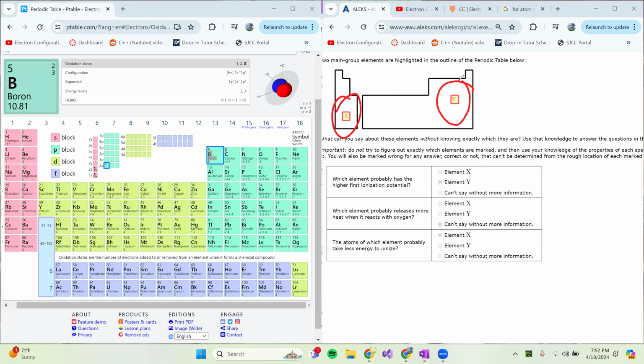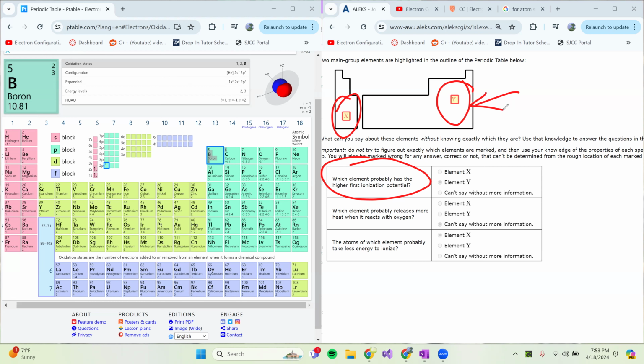So ionization potential basically is asking you what takes more energy to take an electron away. And that would be element Y, because they really don't want to lose their electron. They want to gain an electron. They're almost close to filling that noble gas core by adding an electron.